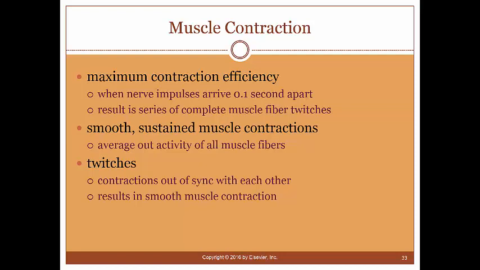And it's this smooth, sustained muscle contraction that comes out of averaging out the activity of having some muscle cells contract while others relax. So they don't all contract at the same time. That's what they mean by out of sync. They're slightly asynchronous from each other to make it smooth. Sometimes we have issues with this.